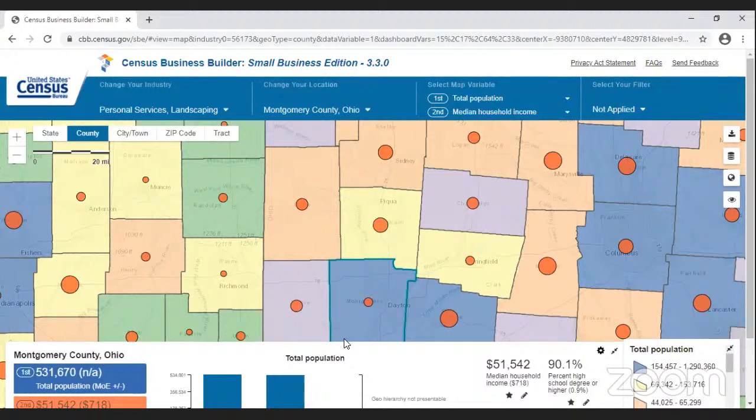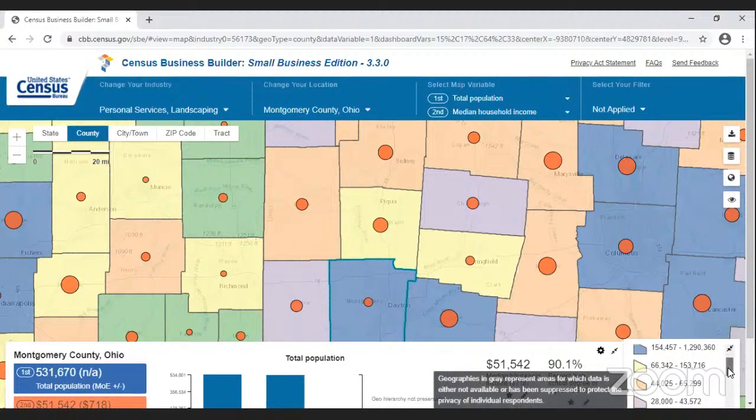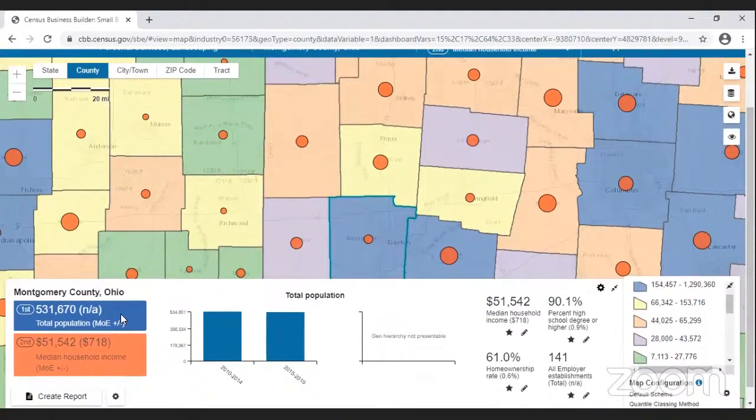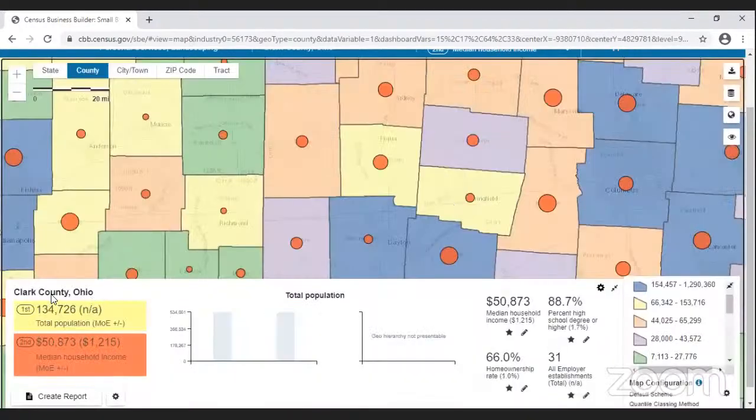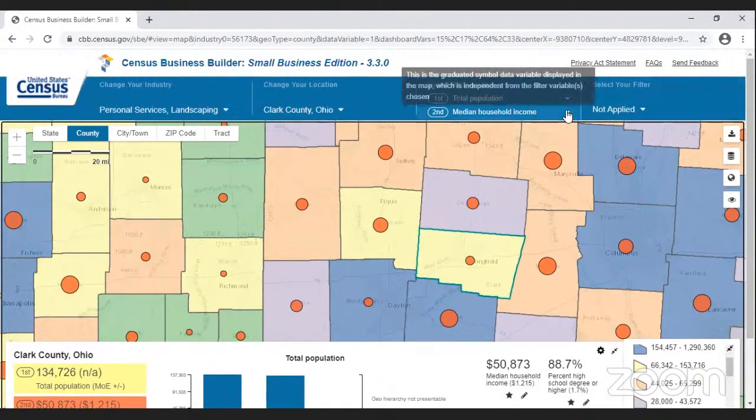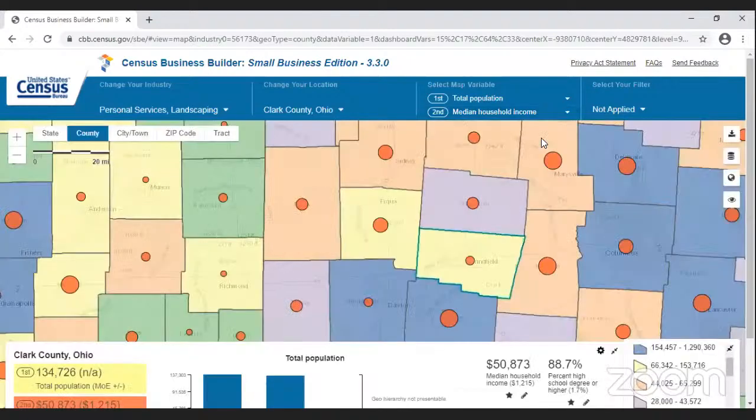These two variables, the population and median household income, are independent of each other. So you can see them both on the map at one time. And you can see that Montgomery County has a median household income of 51,542 along with their population. So if I click on another county, I could easily see that county's median household income and population as well. Here's Clark County, for instance. So that's where the second variable comes in if you ever wanted to use it.